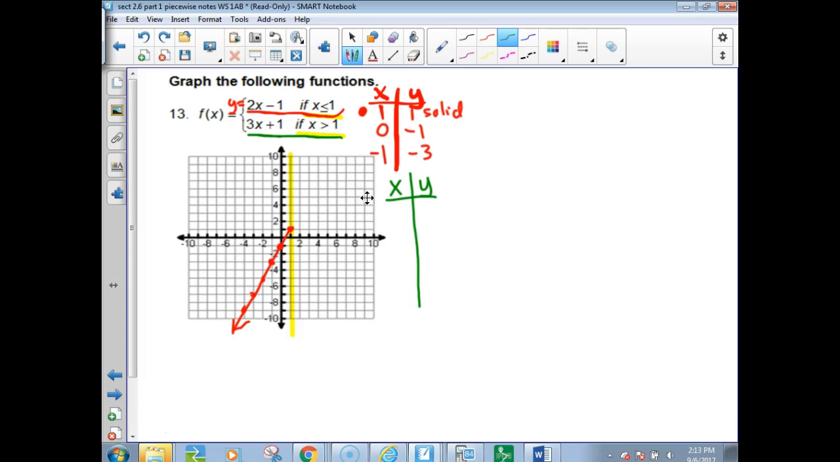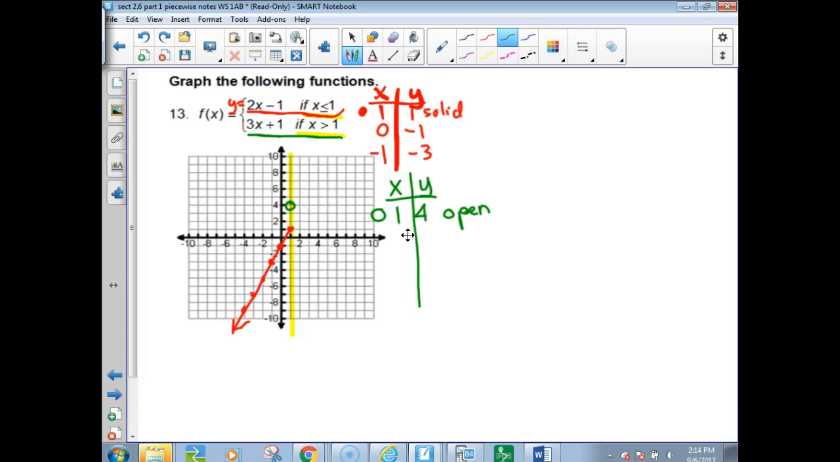I have to start with 1, because it's not included, but everything after it is, that's why I'm plugging it in. I can't ignore what happens on that line at 1, but it's going to be an open dot because it's not included, but it's part of the problem. So I put in 1 and I get 4. So at 1, 4, I put an open circle.